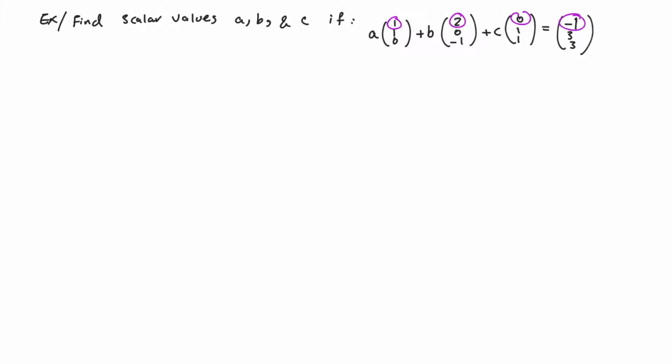Now, if these are equal, that means the x components should be equal, the y components should be equal, and the z components should be equal. So 1 times a plus 2 times b plus 0 times c, which is 0, should equal negative 1. 1 times a plus 0 times b plus 1 times c should equal 3. And finally, for the z components, 0 times a plus negative 1 times b, or just negative b, plus 1 times c should equal 3.